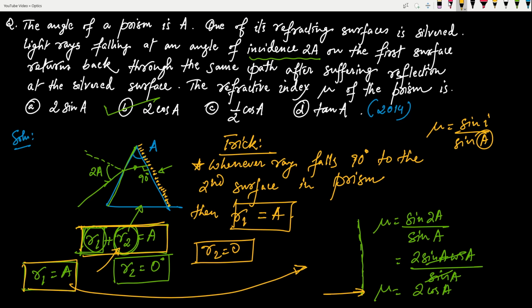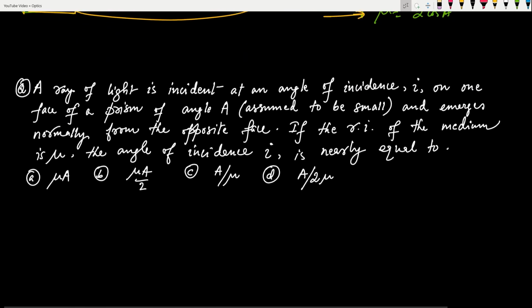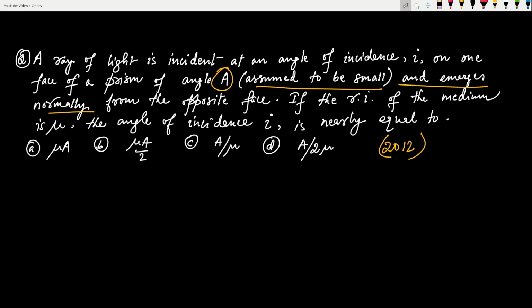Let's look at a similar kind of problem, because this was again asked in NEET. This is very frequently asked in NEET. This was asked in the year 2012. It says a ray of light is incident at an angle of incidence i on one face of a prism of angle A, assumed to be small, and emerges normally from the opposite face. Again, the incident ray on the second surface is 90 degrees. If the refractive index of the medium is mu, then the angle of incidence i is, and four options are given.